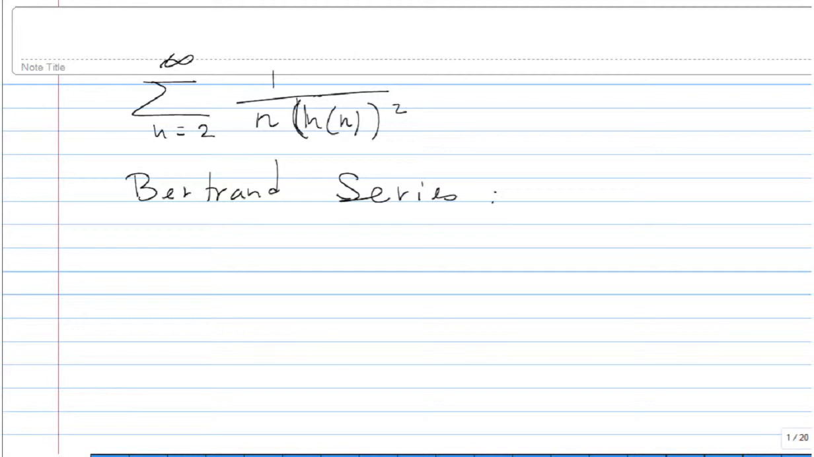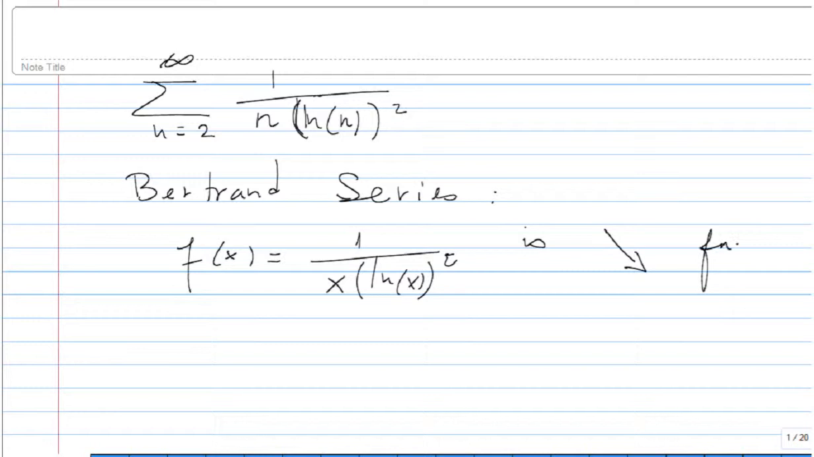So what we're going to do is introduce the function f of x equal to 1 over x (ln x)^2. Clearly, x ln x is increasing, therefore 1 over x (ln x)^2 is decreasing. This is not hard to see. It is decreasing for x greater than or equal to 2, and it is positive as well, so f of x is greater than or equal to 0.